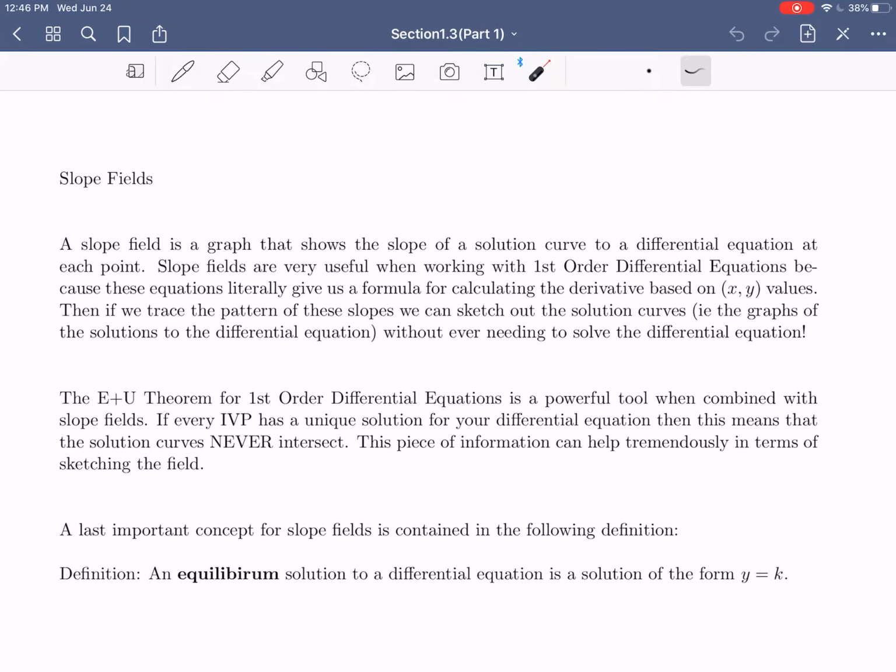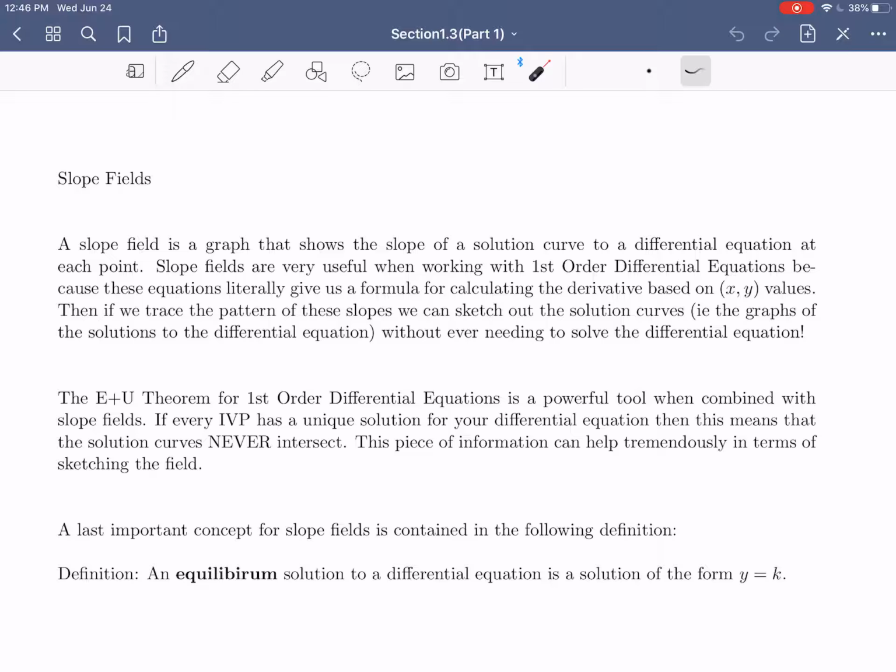So it's not too bad to use a first order differential equation and just plug in values to get the slope of the solution curve at each value. Then the idea from that is if we trace the pattern present in those slopes, then we can actually sketch out the solution curves, meaning the graphs of the solutions to the differential equation, without ever needing to solve the differential equation. It's a really important idea, because it says that we can visualize the solutions to differential equations without needing to solve them.